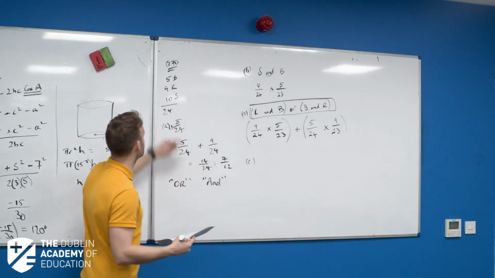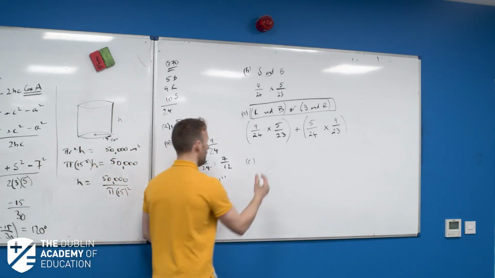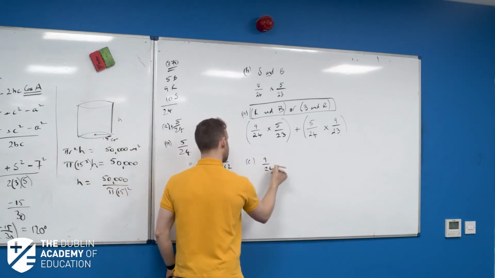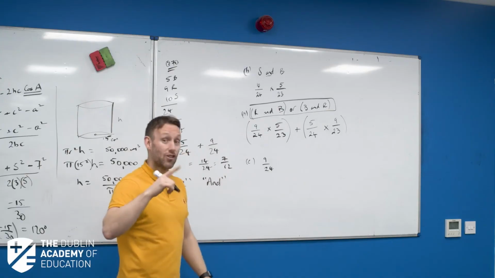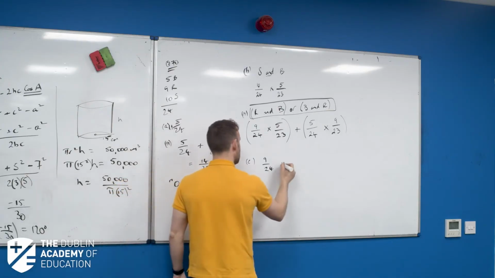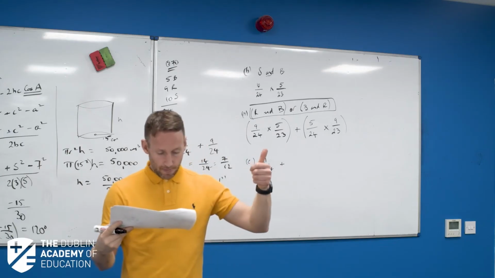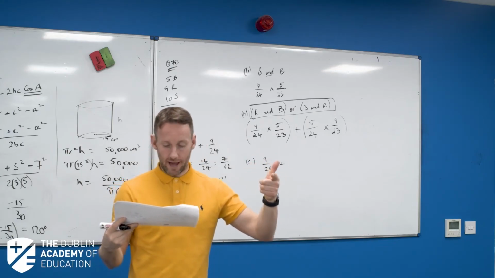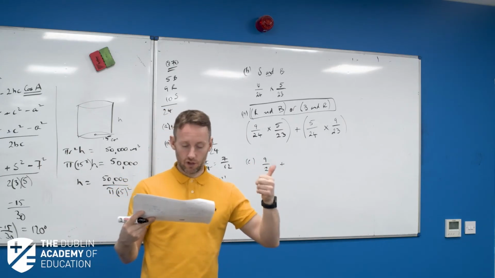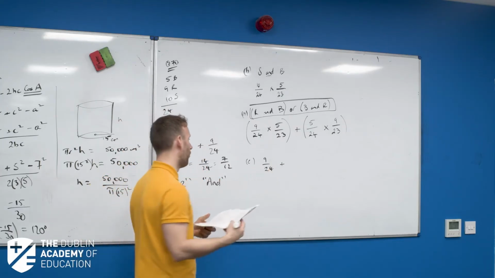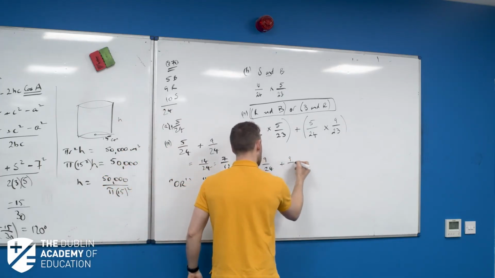Now, how many red cars did we say we had? We've 9. So it's 9 over 24. So it's red or diesel, so we're going to add. And how many diesel cars do we have? Well, we have 3 black, 2 red, and 4 silver. So 3, 2, and 4 is 9. So that's another 9 over 24.